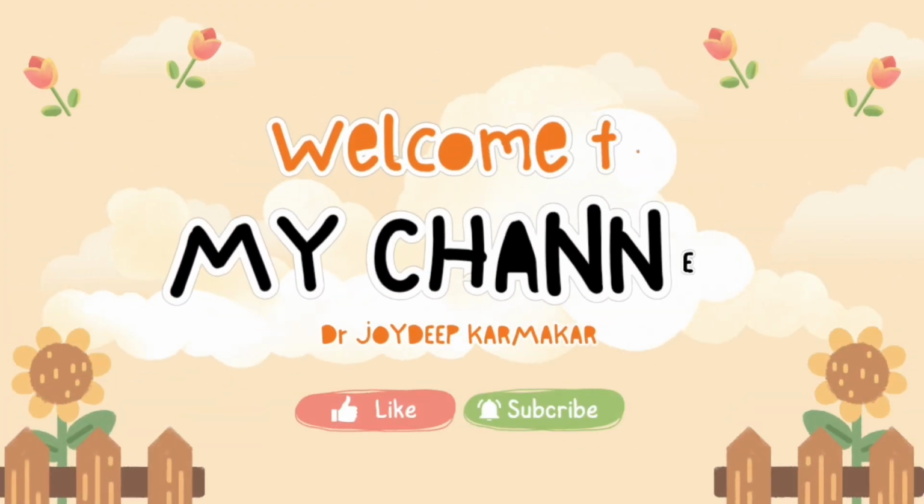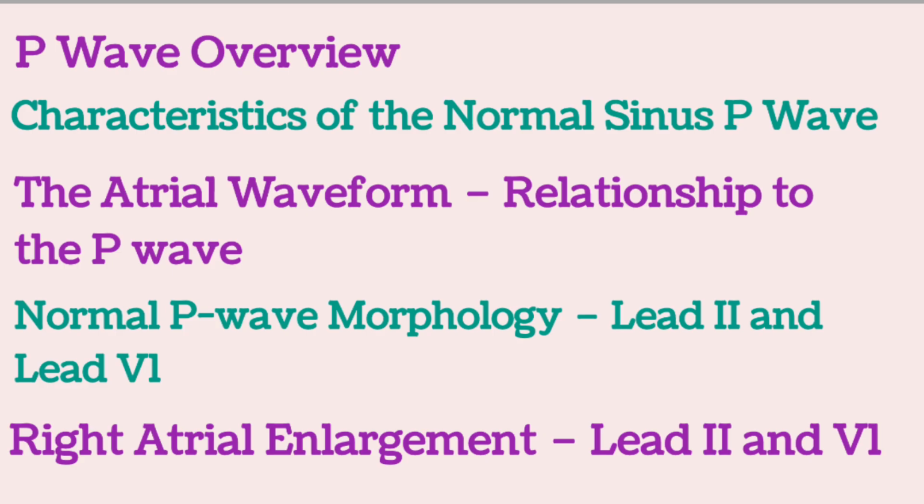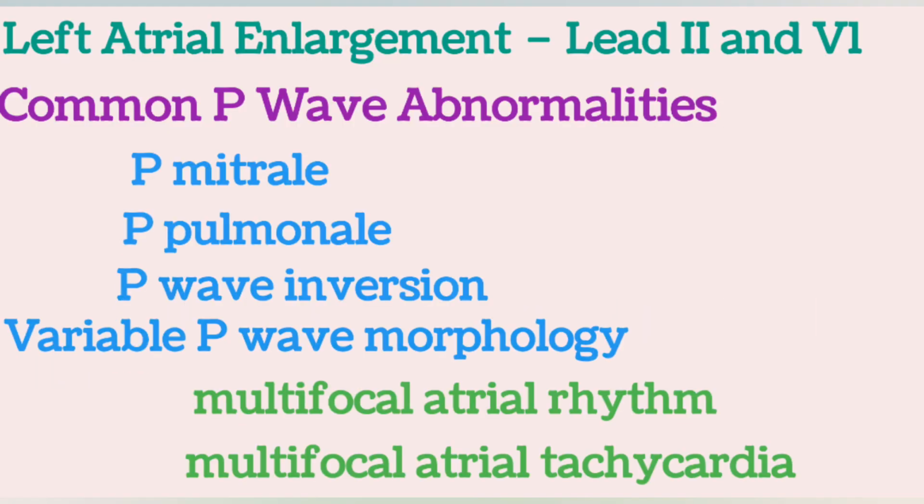In this video, we are going to discuss the P wave overview, characteristics of the normal sinus P wave, the atrial waveform and its relationship to the P wave, normal P wave morphology in lead 2 and V1, P wave changes in right atrial enlargement and left atrial enlargement, both in lead 2 and V1, common P wave abnormalities like P mitrale, P pulmonale, P wave inversion, and variable P wave morphology, such as the multifocal atrial rhythm and multifocal atrial tachycardia.